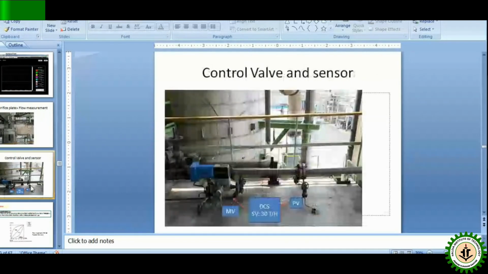Now you see, there is an orifice meter over here. It is measuring the pressure drop. Once the pressure drop is created, it is converted into the flow PV, as I explained to you. The process flow goes to the DCS through a 4 to 20 milliamp electronic signal.